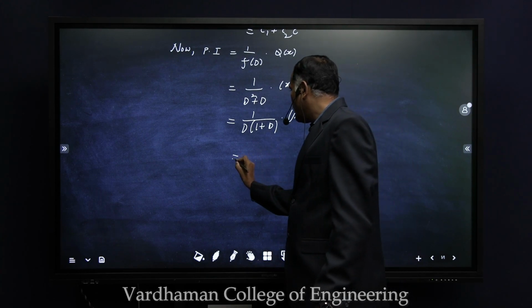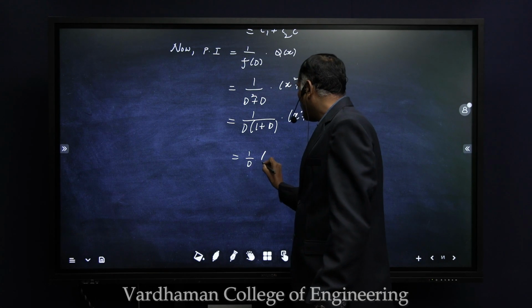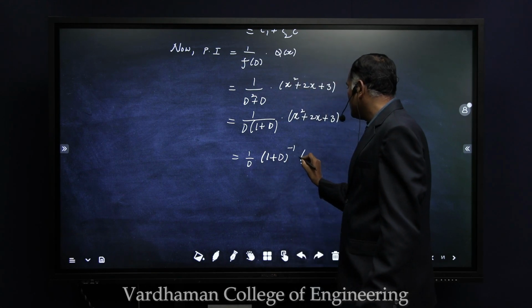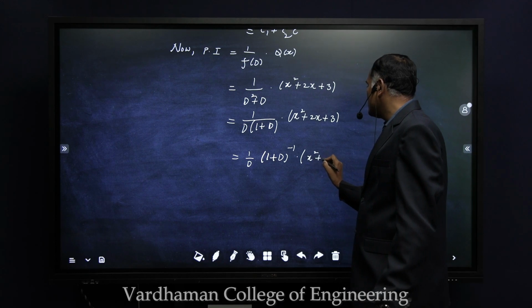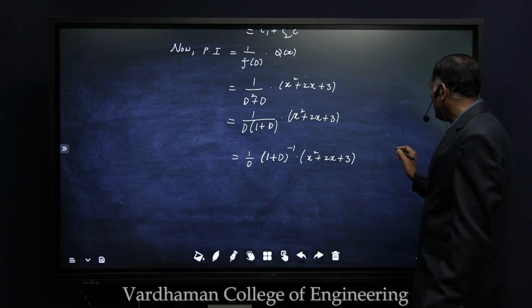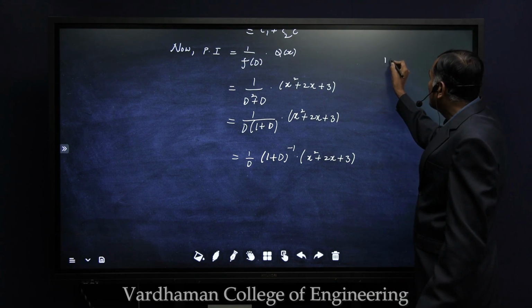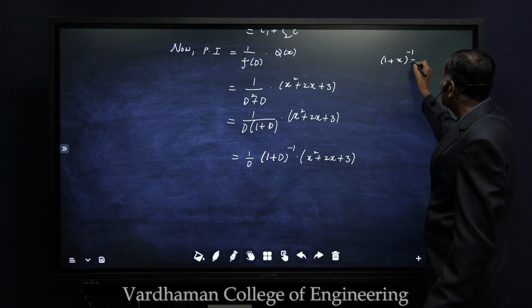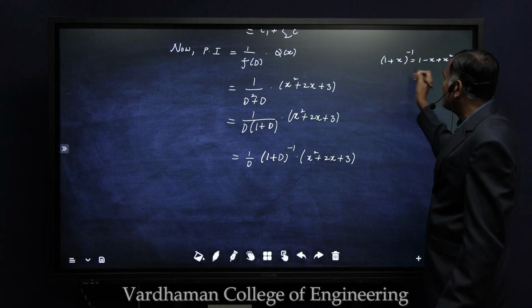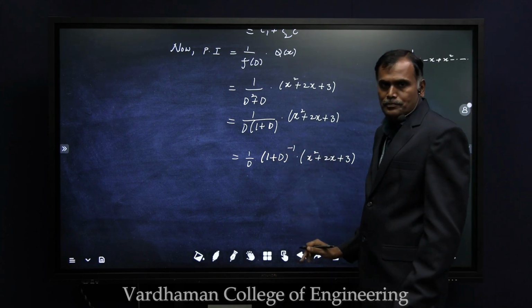Now let us take this 1 plus D to the numerator. We can write it like this: x square plus 2x plus 3. Now using this formula, (1 plus x) whole power minus 1 equals 1 minus x plus x square minus x cube and so on. Make use of this formula here.